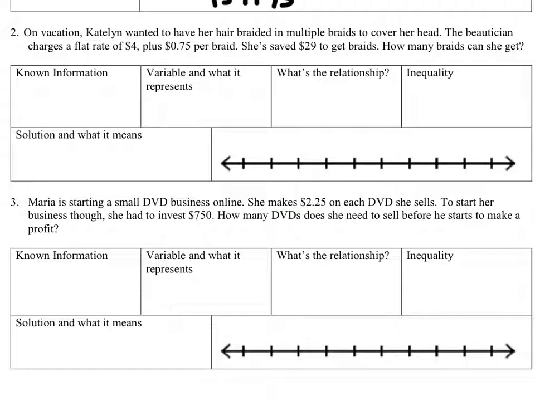On vacation, Caitlin wanted to have her hair braided in multiple braids to cover her head. The beautician charges a flat rate of $4 plus 75 cents per braid. She saved $29 to get braids. How many braids can she get?